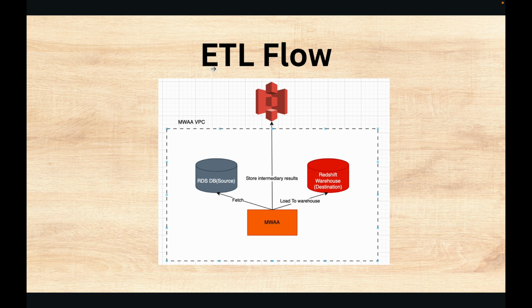Let's look at the ETL flow that we are going to be writing to illustrate the example. It's very basic. All it's doing is it's going to fetch data from RDS, pull the data onto the MWAA worker, then put the intermediary data on the S3 bucket. In the end, it's going to store the data in Redshift.